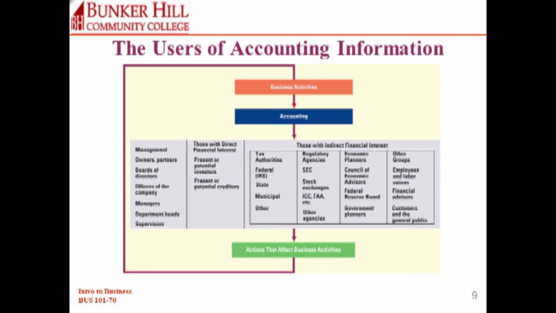Economic planners, the Federal Reserve Board may want to look at some of the accounting information from various companies to figure out whether or not they need to raise interest rates or lower interest rates because they're looking at how the economy is doing. All of that information is basically going to be reviewed. Actions are then taken on the basis of that information, which leads to ongoing business activities, and the cycle repeats.